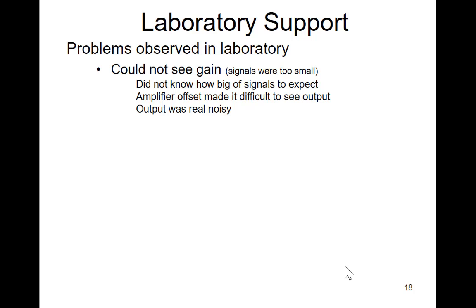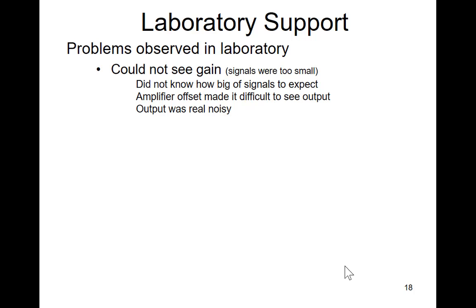Problem: could not see the gain. The signals were too small. Tried to look at the input signal, and if you actually get to low enough frequency and your output signal is 1 volt, and it gains 100,000, your input signal is going to be 10 microvolts. It may not be easy for you to see the 10 microvolt signal on your oscilloscope. Okay.